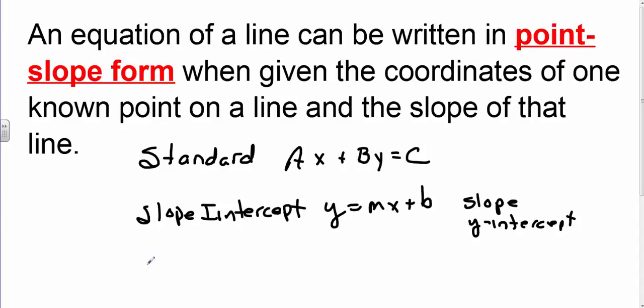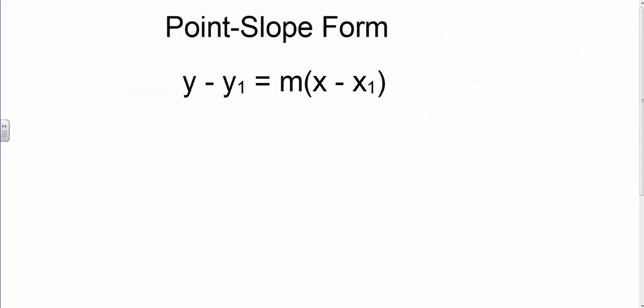Well, for the point-slope form that you're going to be doing now, you need to have one known point, you need an x and a y, and then you need to know the slope. Those are the two things you're going to need to know. So the point-slope form of an equation of a line is y minus y1 equals m times x minus x1. Let's see what that means.